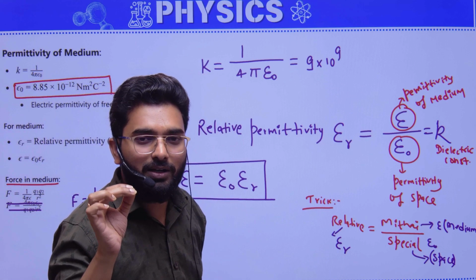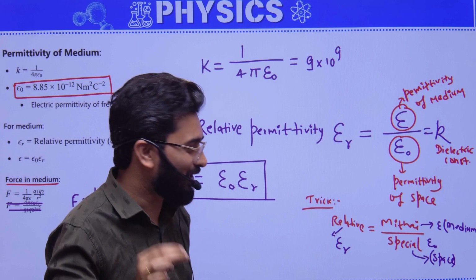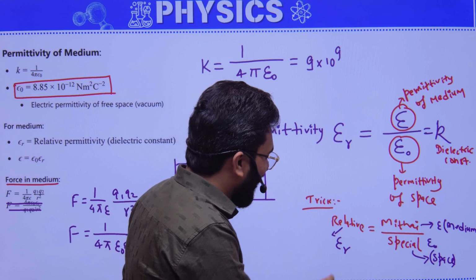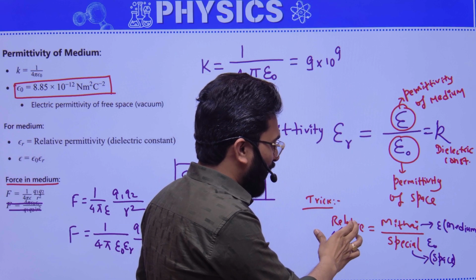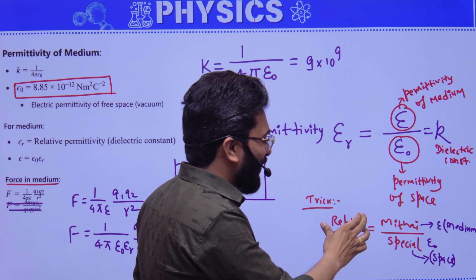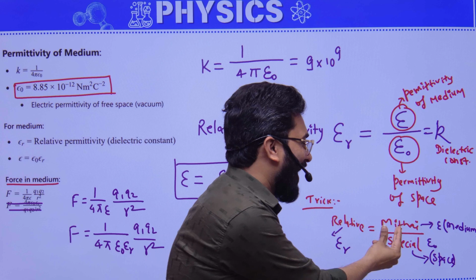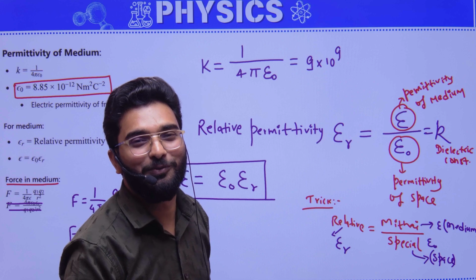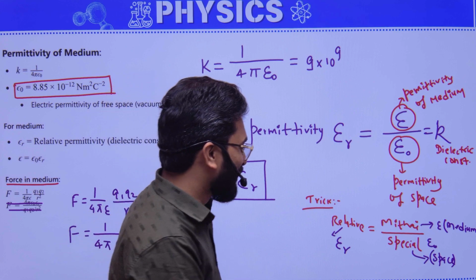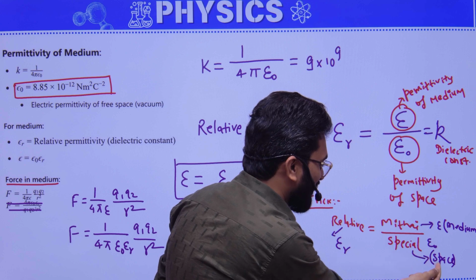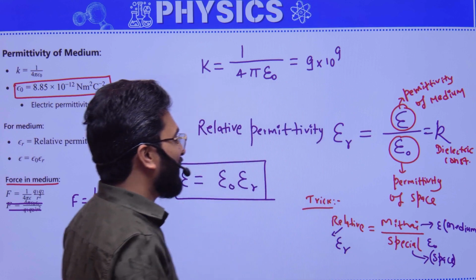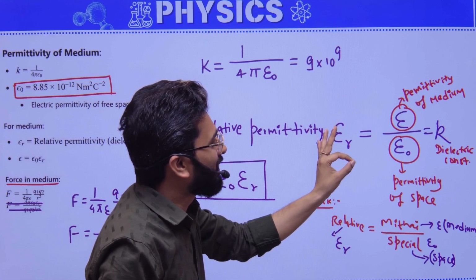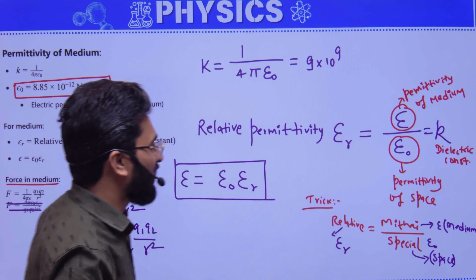I tell you a trick to remember, a very funny way. When any relatives come to your home, you always buy a special mithai for them. Mithai means what? Sweets. So mithai means medium, special means space, and relative means ER. So this is the trick to remember relative permittivity ER, between the permittivity of medium and the permittivity of space.